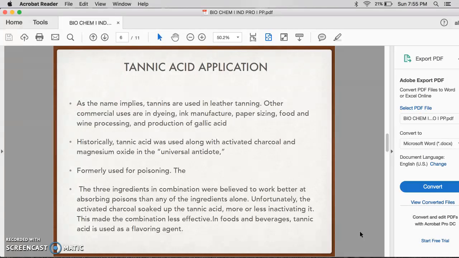Also, tannic acid is in foods and beverages. Tannic acid is used as a flavoring agent.